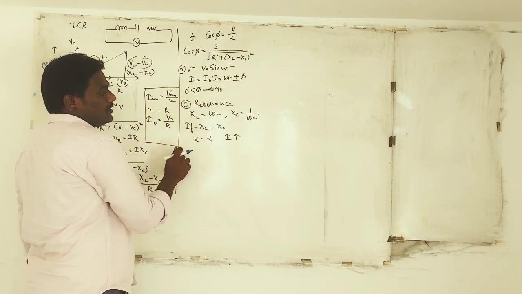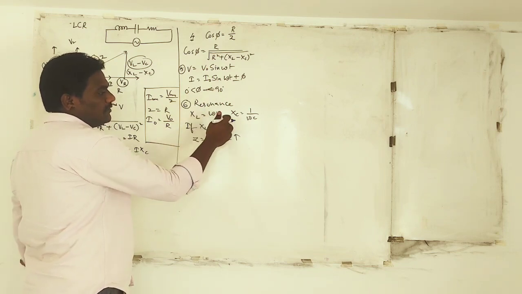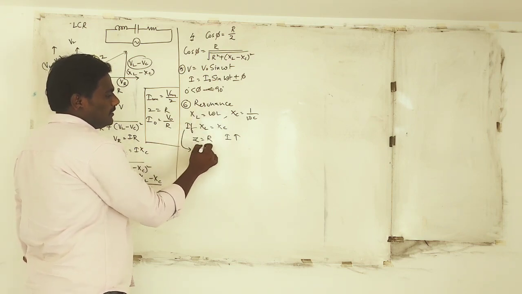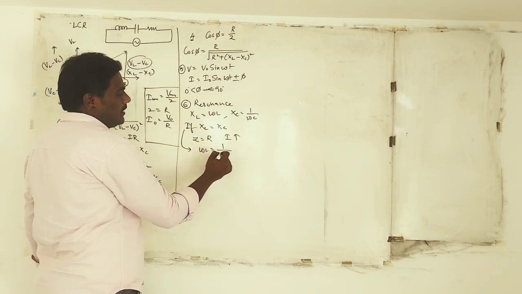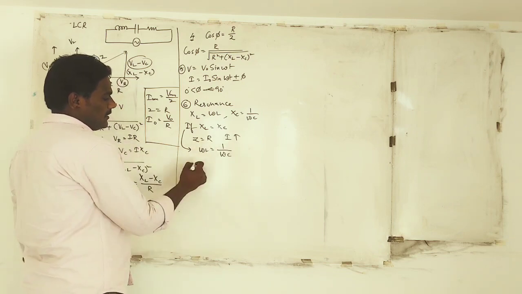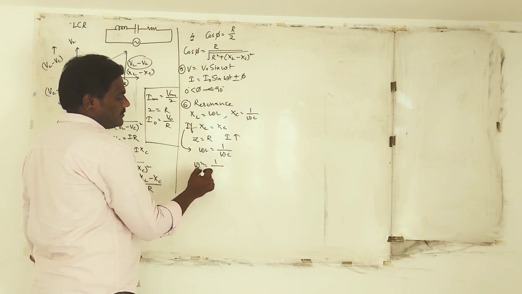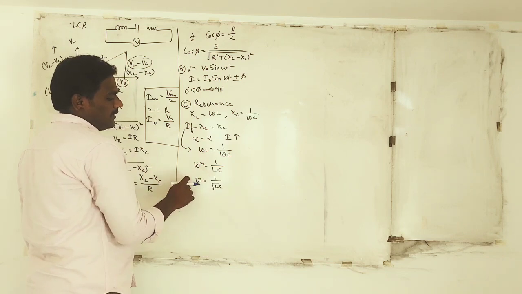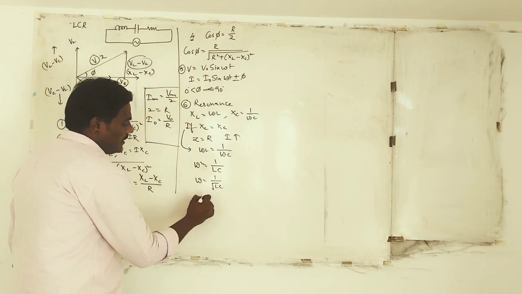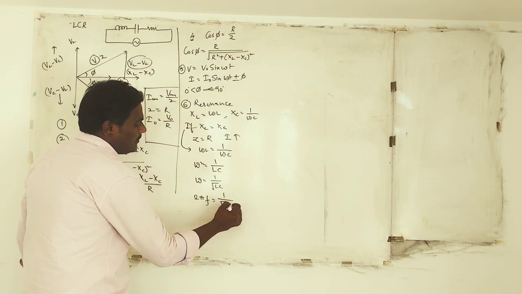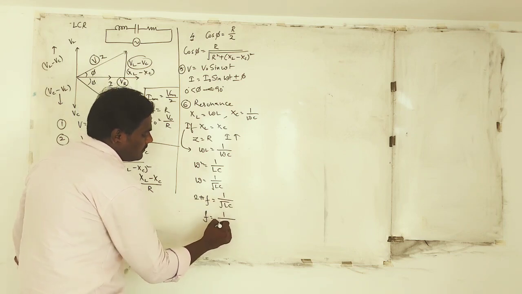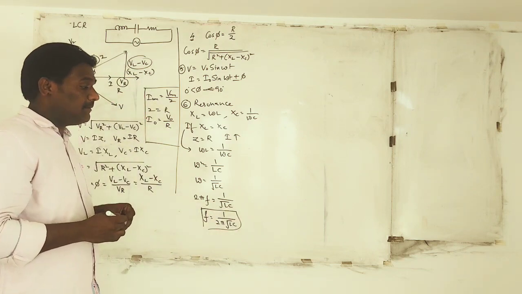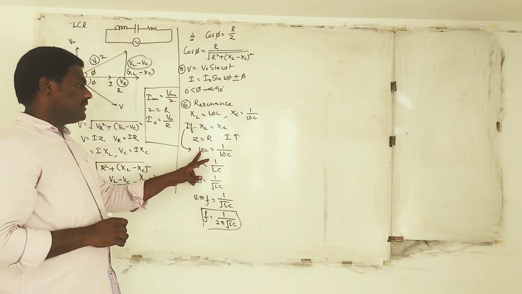Now, how can we achieve this condition? For that we need to supply a certain frequency. How to derive that? Take this condition again. XL formula is omega L and XC formula is 1 by omega C. Take the omega terms to one side, you will get omega square is equal to 1 by LC, so omega is equal to 1 by root of LC. Further, write omega as 2 pi f, which is equal to 1 by root LC. Then f is equal to 1 by 2 pi root LC. This is called the resonant frequency. By giving this frequency, this condition will be achieved.